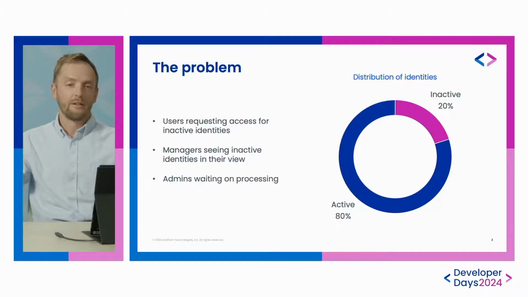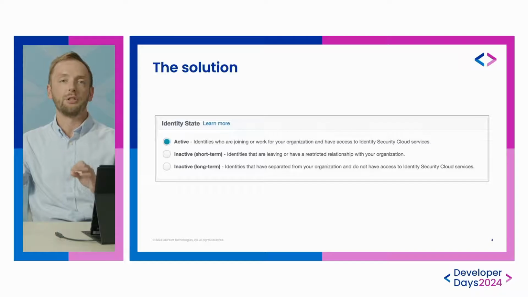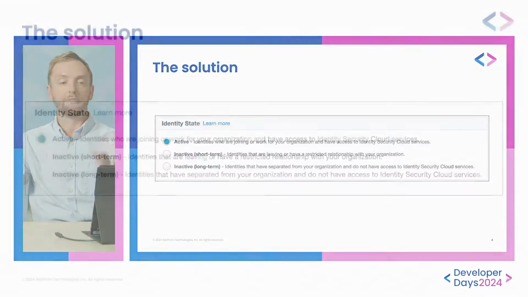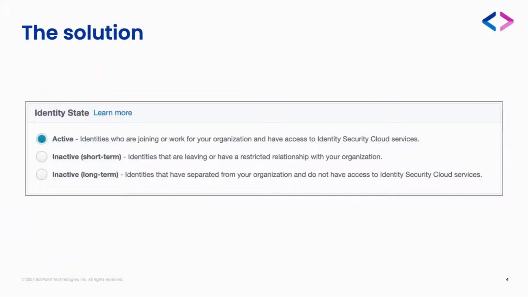So the solution that we're going after is to let you decorate each one of your lifecycle states on each one of your identity profiles with something to tell us how you regard the identities in that lifecycle state. There are really just three options for each lifecycle state. There is going to be active. So these are identities who are joining or just frankly active and working at your business. Then there's inactive for the short term. So these are identities that are leaving or have a restricted relationship with your organization.